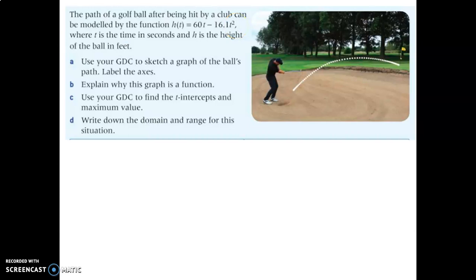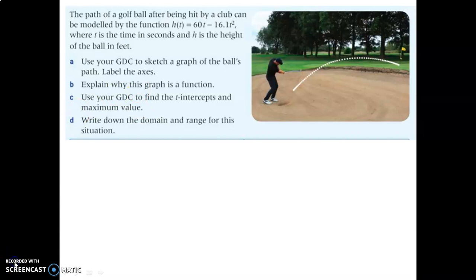You'll see the shape. And then it says explain why this is a function, and then find the t-intercepts, in other words the x-intercepts. Where does the graph hit the x-axis? Find those points. Find the maximum value. You can find all those by pressing second and calc. I think there's something there where you can do max, and I think you can do roots. I can't remember what the exact wording of it is.